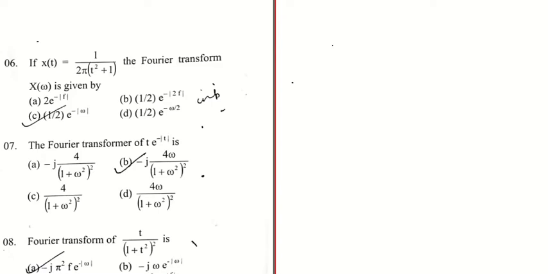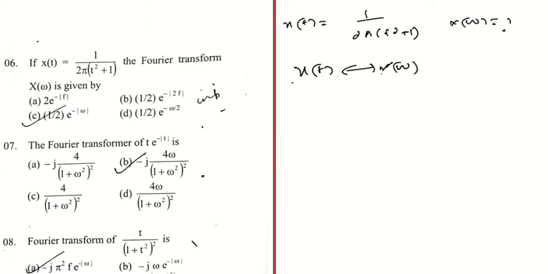Today we will be doing some problems on Fourier transform. So let's start with the sixth question first. That is x of t equal to 1 divided by 2 pi into t square plus 1. We have to find out x of omega. So here we are going to use the duality property, that is, x of t having Fourier transform x of omega. When it is interchanged, we will get 2 pi into x of minus omega.